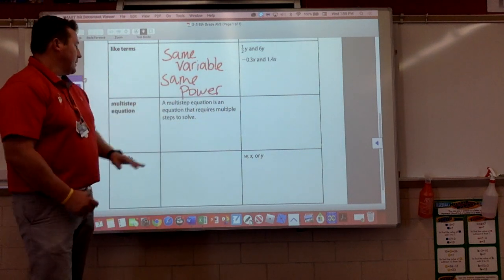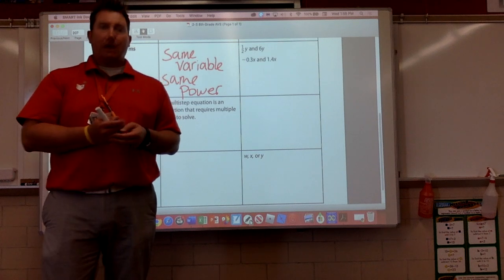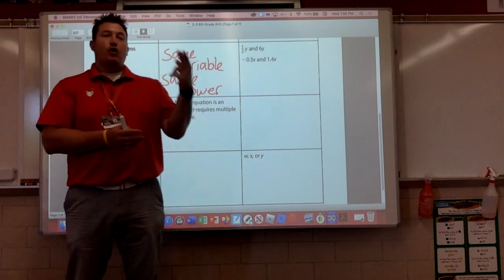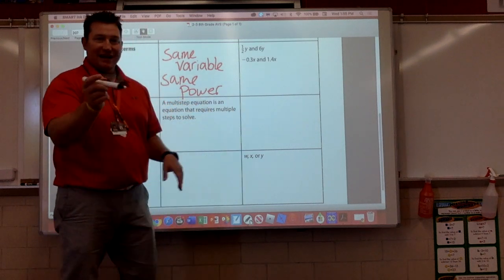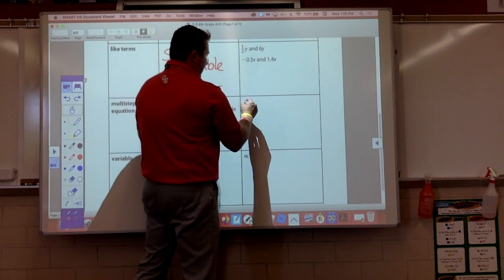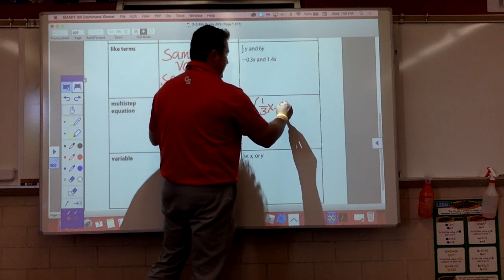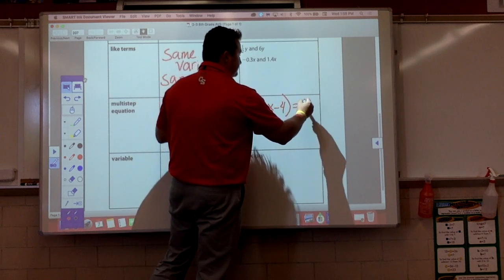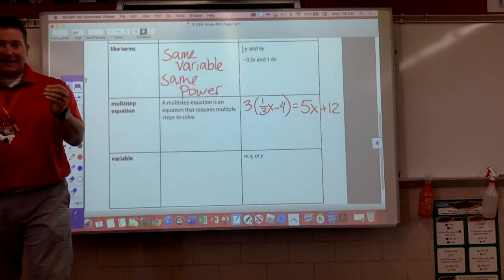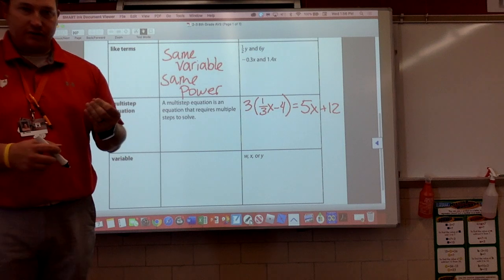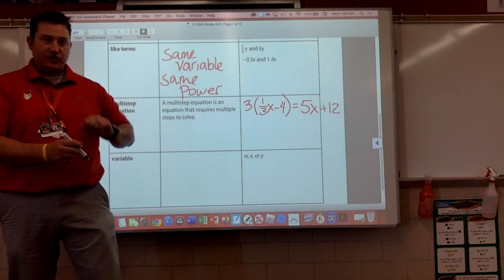Okay? Multi-step equations. So we're getting into longer equations now that have more than 1 step or 2 steps. That's why we just call them multi-step equations. Again, here's what they look like. They're typically, guys, going to have the distributive property in them. There we go. That is a multi-step equation. What would my first step here be? That's right, distribute the 3.